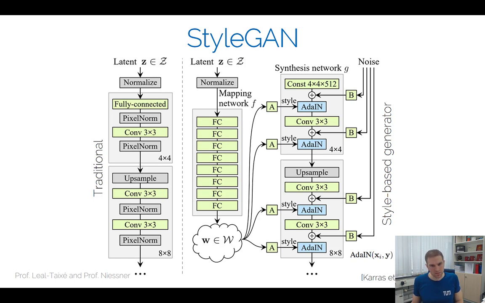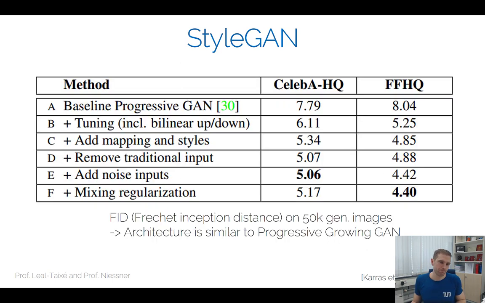The architecture I mentioned is very similar to the progressive GAN. They made a couple of changes. They have different tuning. They have a bilinear up and down sampling instead of just a nearest neighbor up and down sampling. They have this mapping of the styles. They're removing the traditional input. They add noise input. And they have this regularization. This is an evaluation on FID scores. Basically it gets a little bit better than the progressive GAN.